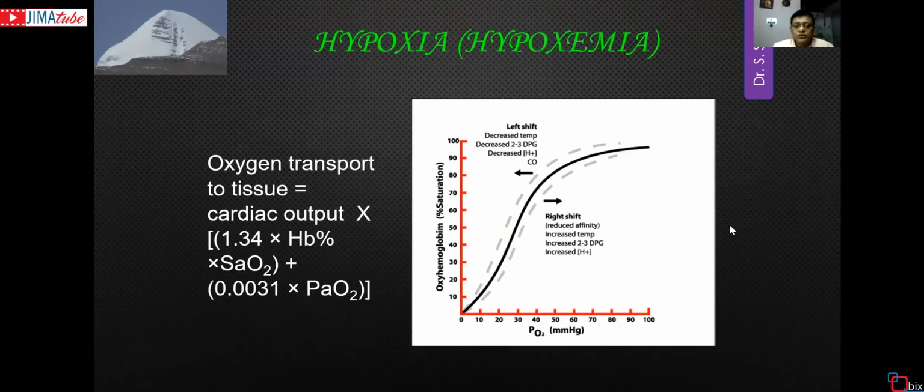We know that oxygen transport to tissue depends on two factors. One is the cardiac output, another is the oxygen content of blood. And oxygen content of blood is predominantly determined by the oxygen saturation. From this formula, you can see the contribution by PaO2 is very less. So this 60 millimeter of mercury is taken as a cutoff for the definition of respiratory failure.